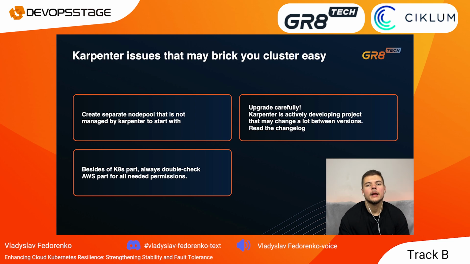Third thing: besides the Kubernetes part, Karpenter has its own resources in AWS. They are needed to deploy new nodes and attach them to the Kubernetes cluster. Be sure that all needed permissions are granted to Karpenter's service account.